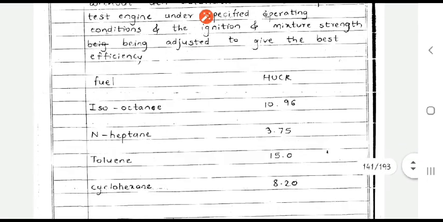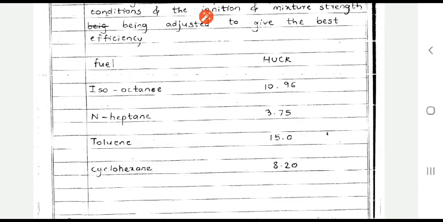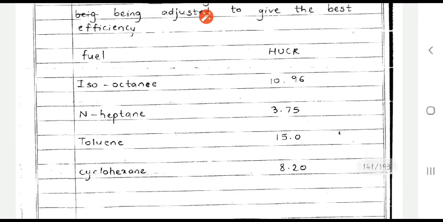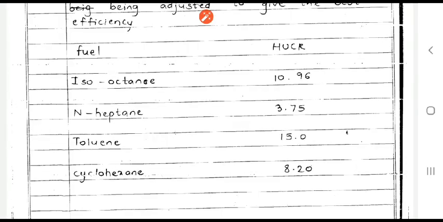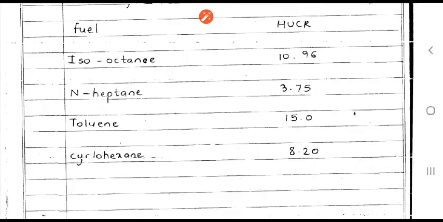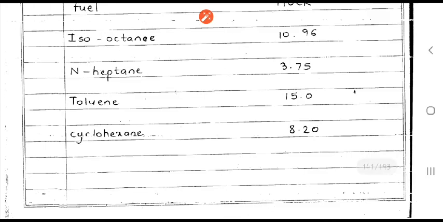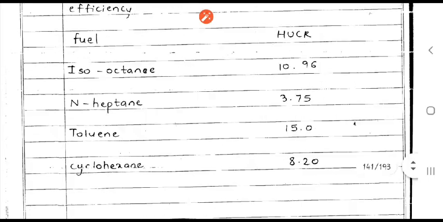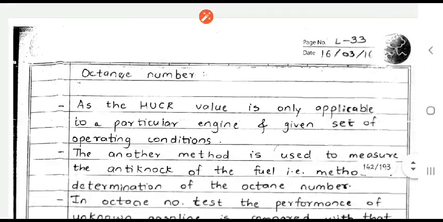Now the following table indicates the different HUCR values for the different types of fuel compounds. If you see the fuel column, we have the different fuel compounds or chemical compounds of the fuel. First one, isooctane: the highest useful compression ratio is 10.96. The second one, n-heptane: the HUCR value is 3.75. The third one, toluene: the HUCR value is 15. And the last one, cyclohexane: the value of HUCR is 8.20. This question is again very important.